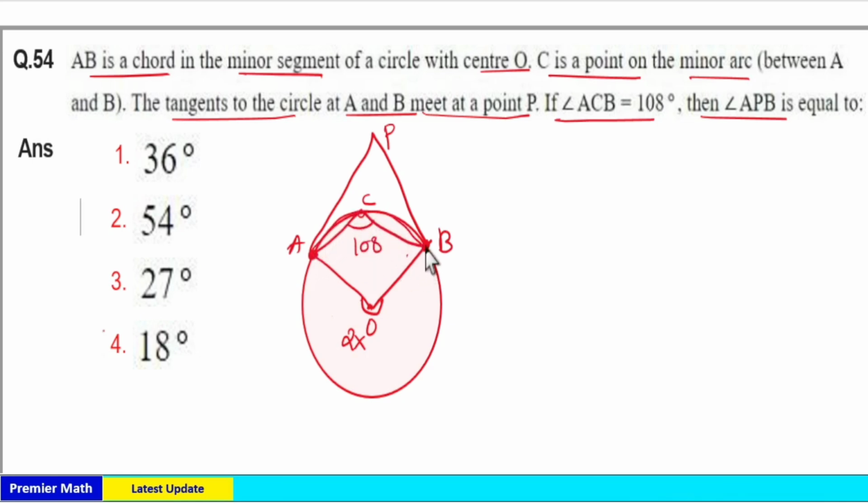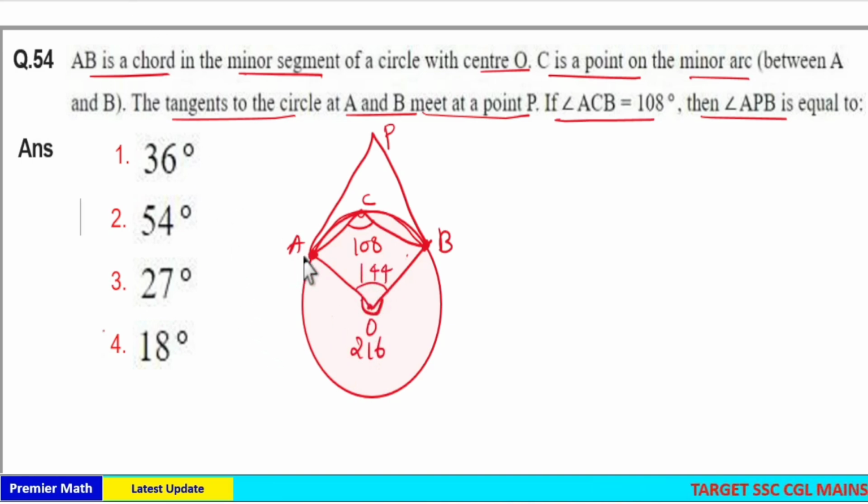So angle created at the remaining part is 108, which means angle created at the center by the same arc is equal to 2 into 108, which is equal to 216. So this angle is equal to 216 here. Then this one is 360 minus 216, which is 144. This angle is 144.